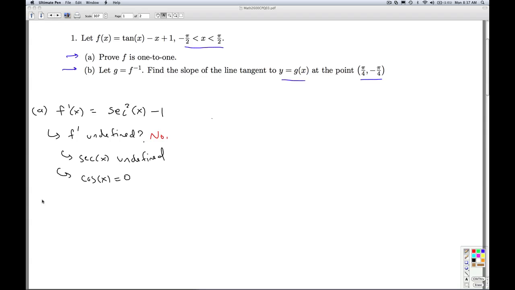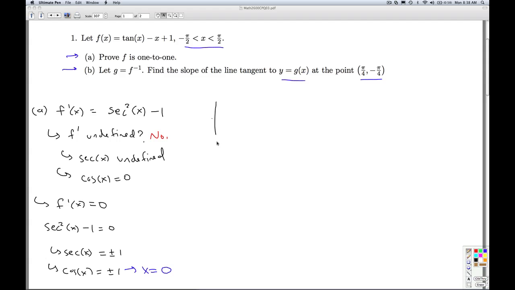The next thing I look for is where f prime of x equals 0. So I set the derivative equal to 0, and I get secant of x is plus or minus 1. That's the same as where cosine x is plus or minus 1. And the only time that happens on the interval negative pi over 2 to pi over 2 is x equals 0, in which case the cosine is 1. So now I go off and make a sign diagram for the derivative f prime of x.